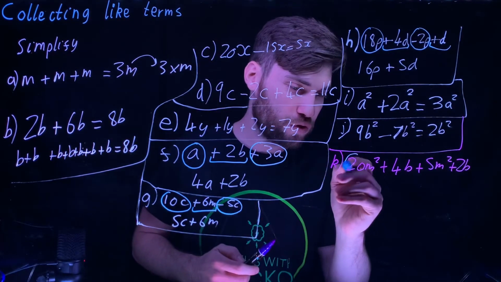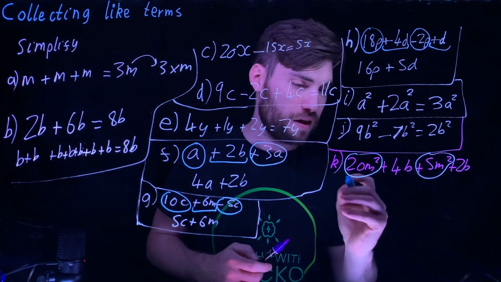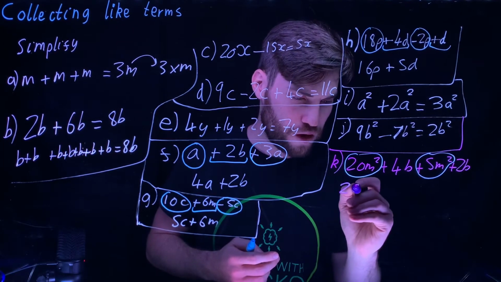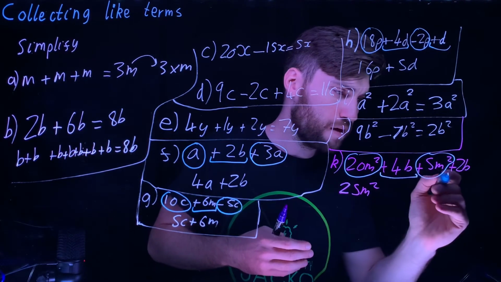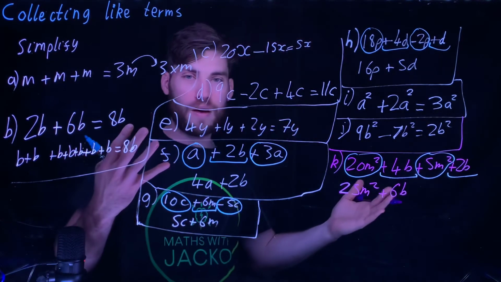Right. So we've got 20m squared plus 5m squared. That gets us 25m squared. Then we've got 4b plus 2b. Gives us 6b. There we go.